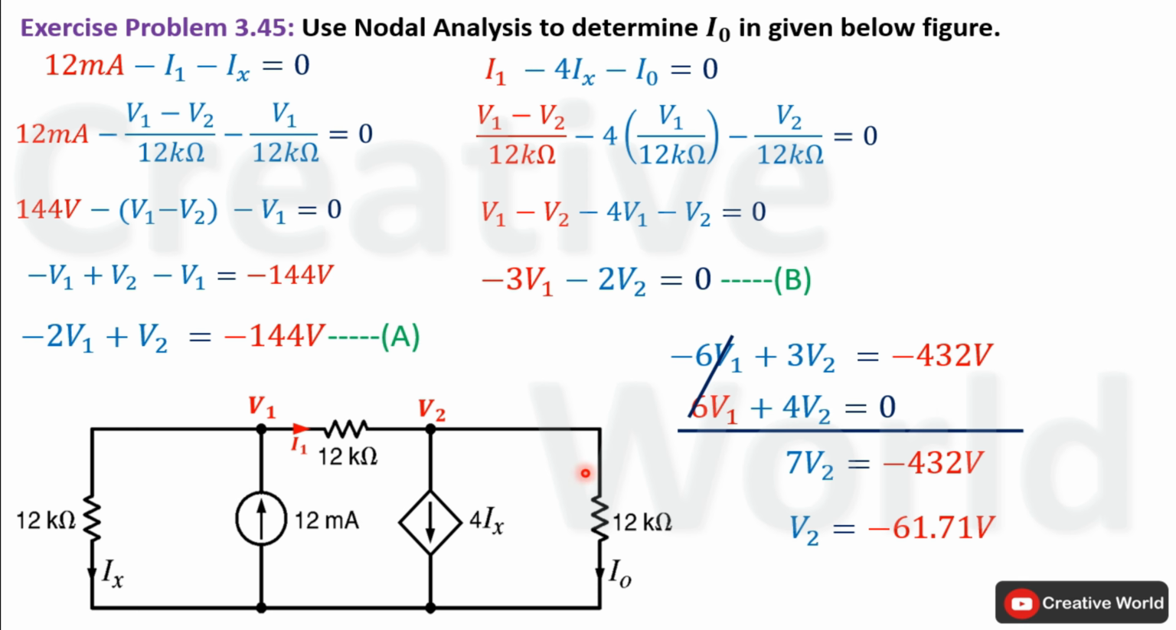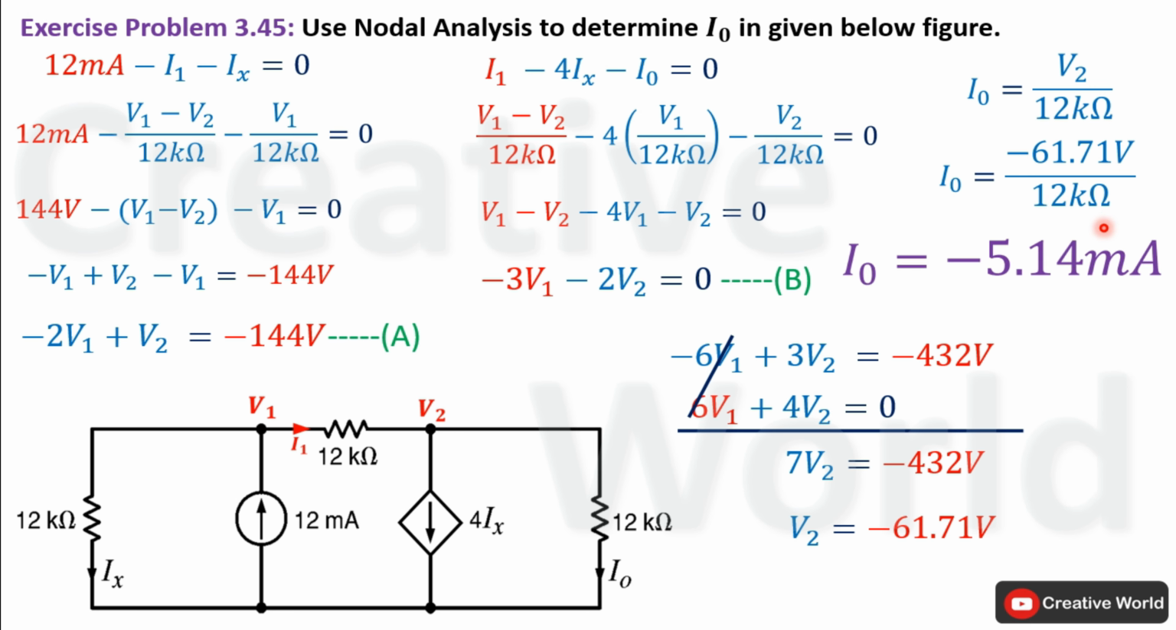After calculating the value of V2, which was appearing across this 12 kilo ohm resistance, we can easily calculate the value of current I0, that is equal to V2 divided by 12 kilo ohm. Replace V2 with its value, it will become minus 61.71 volt divided by 12 kilo ohm. Solve this equation and we will get the value of current I0, that is equal to minus 5.14 milliampere. Here minus sign is representing that the direction of current I0 in this network is wrong. Actual direction is opposite to the given direction.